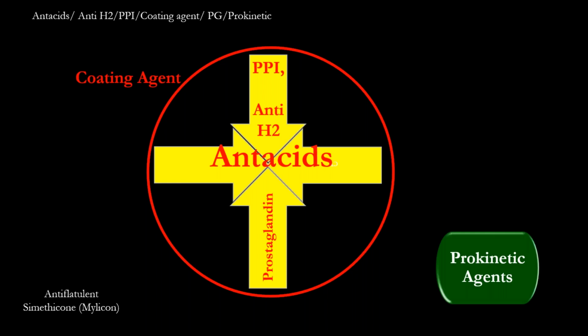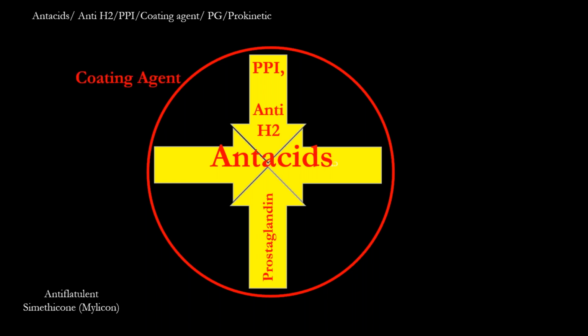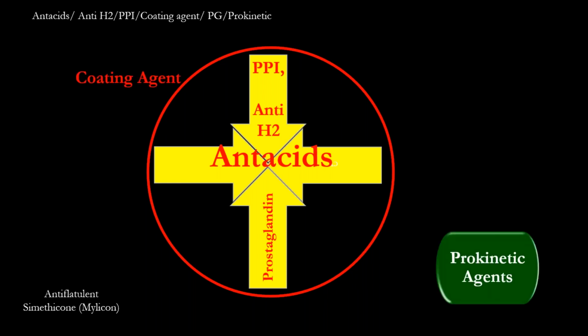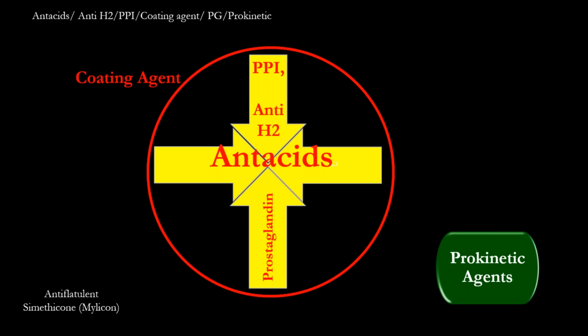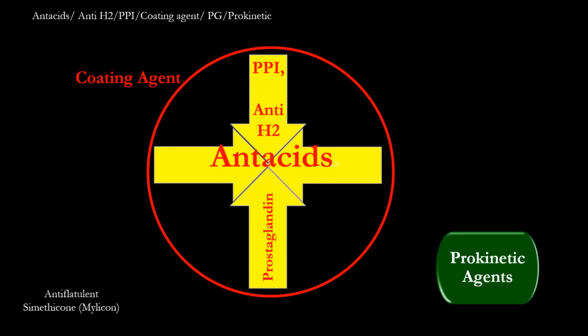Then we have the prokinetic. The prokinetic that we were talking about previously is metoclopramide. What it's going to do is to empty the stomach faster. So if you have less time of food in the stomach, that is going to produce less gastric acid.